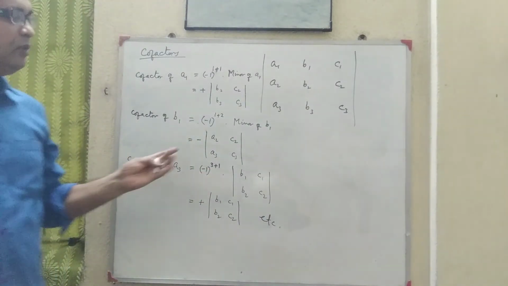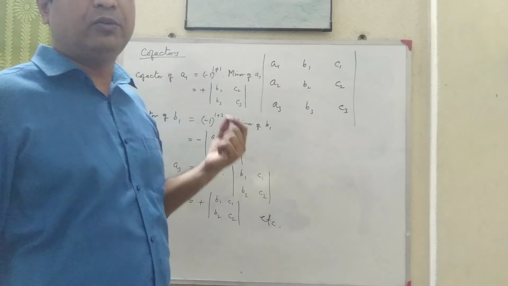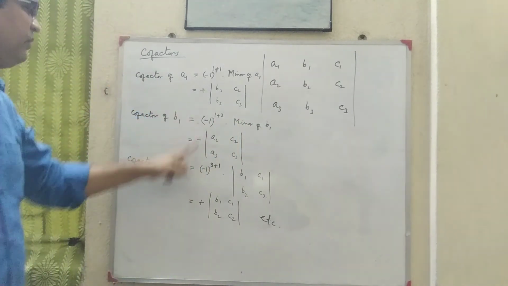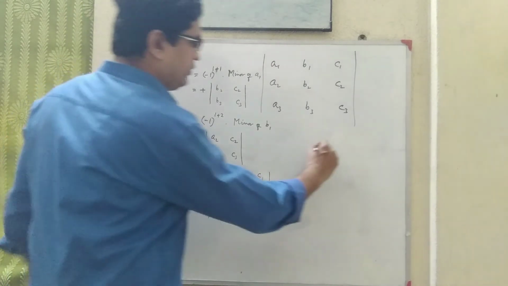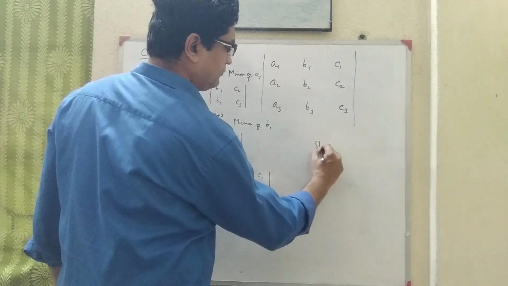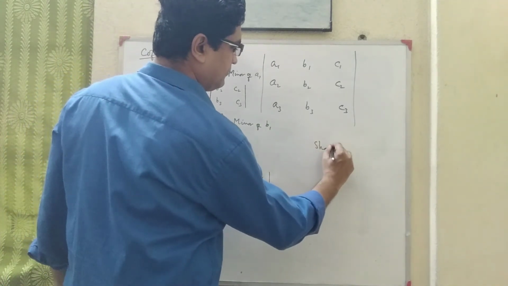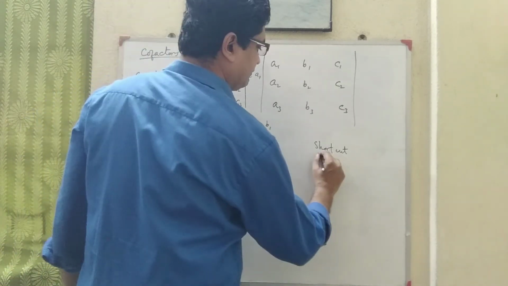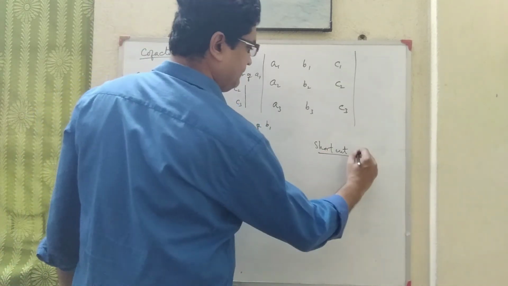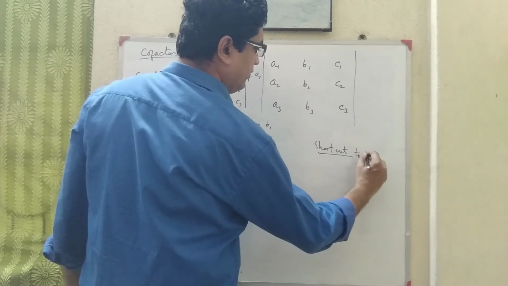Now there is also a shortcut way to find the signs of the cofactors of each element. Suppose the rule is a shortcut to remember.